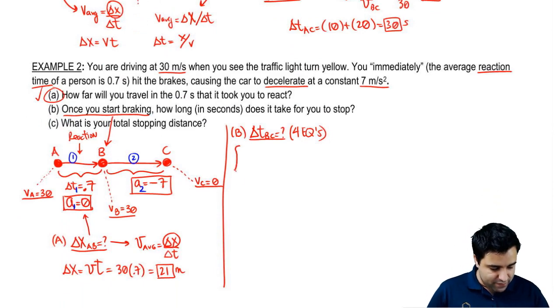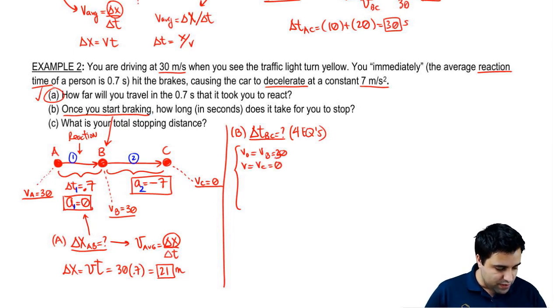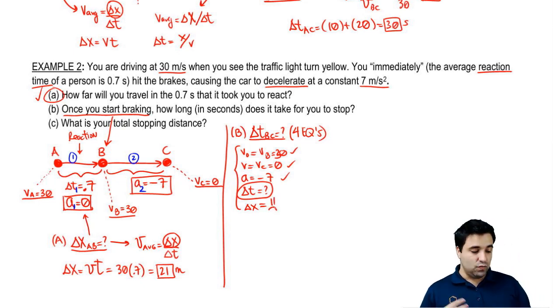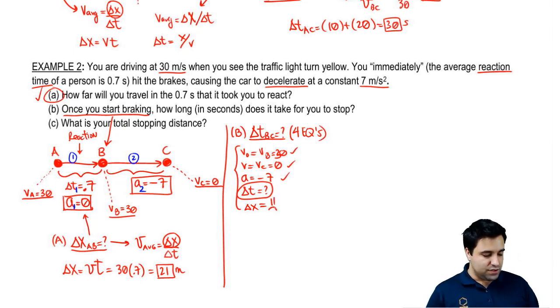Let's list what I have, right? V initial in this case is your VB, and it's 30. V final is your VC, and it is 0. The acceleration is -7. And what else do I know? Delta t is what we're looking for. I already have 3. And so delta x is the 5th variable, the ignored variable, the one that I just don't care about.